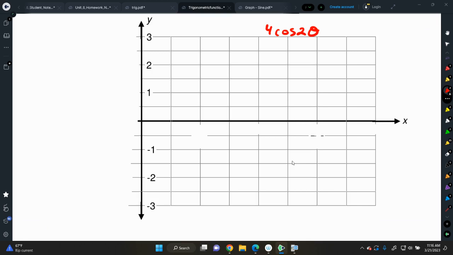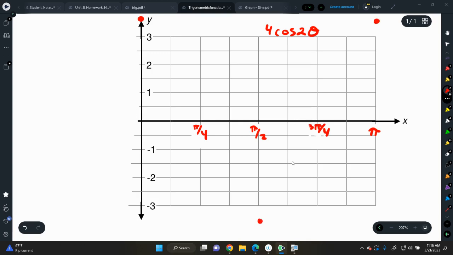Okay, we've got 4 cosine. So our period is 2 pi over 2, which is pi. So this is pi over 2. This is pi over 4. This is 3 pi over 4. We're going up to 4. And we're going down to -4. And there's our curve. Okay. Questions?